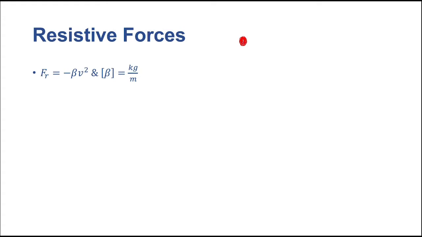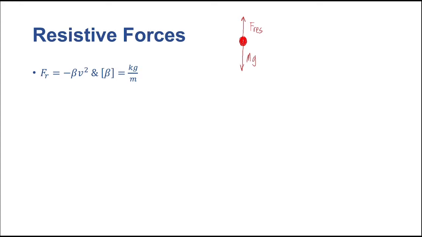We have, of course, mg pointing us down, right? And then we also have our resistive force pointing us up. This is working against the velocity, negative bv squared. We're working against the velocity.